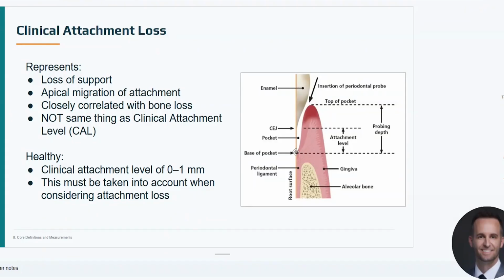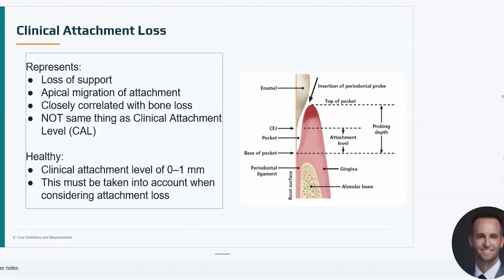Now, if they've had 4 millimeters below this CEJ, we're going to assume they've either had 4 millimeters of loss because potentially they started right here at the CEJ, or we're going to assume maybe they had 3 millimeters of loss because maybe their gums started right here 1 millimeter below the CEJ.